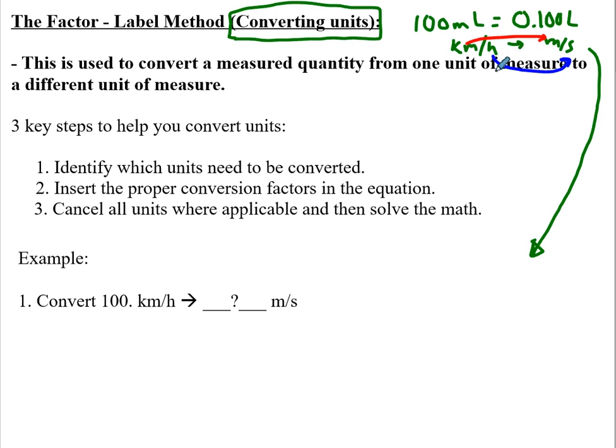So there's ultimately 3 steps we need to do. The first step is we have to identify which units need to be converted. Number 2, we have something called conversion factors, which we'll talk about. And 3, we're going to have to do some canceling units and then solving some math. And again, you're going to need your calculators out for this, so please, as you go through this lesson, have that calculator out.